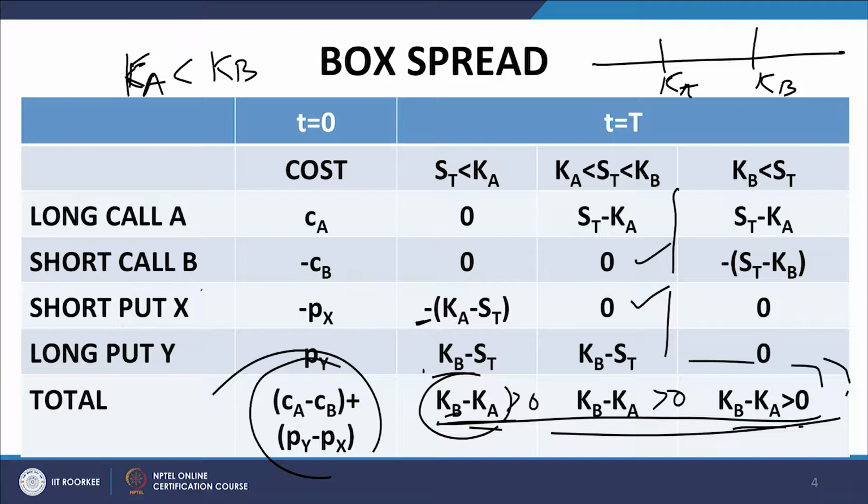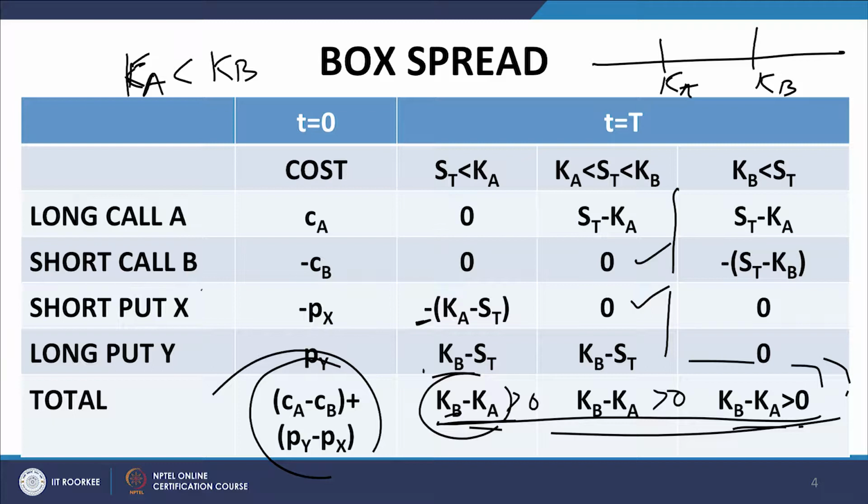Long call A will not be exercised because the strike price is Ka and the stock price is lower than the strike price. Short call B will not be exercised. Why? Because the strike price is Kb, and the stock price St is lower than Ka, so it has to be lower than Kb. We have Ka less than Kb, please note that. Because Ka is less than Kb, if something is less than Ka, it is automatically less than Kb.